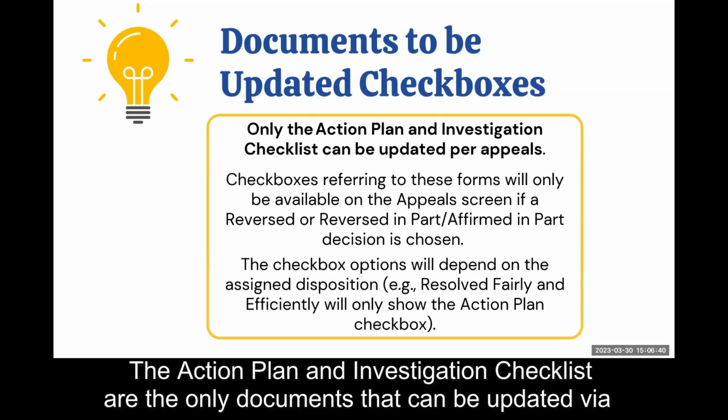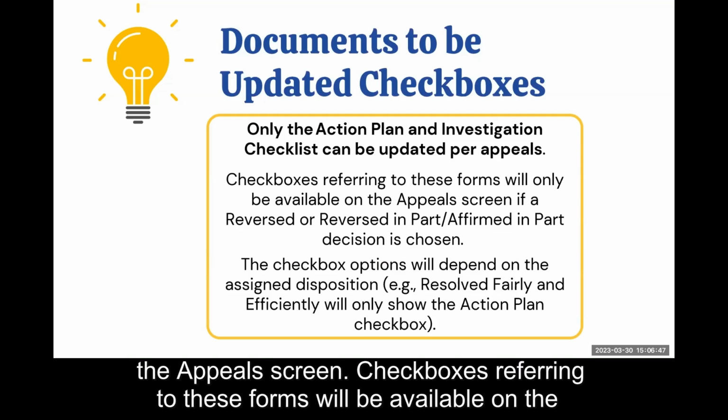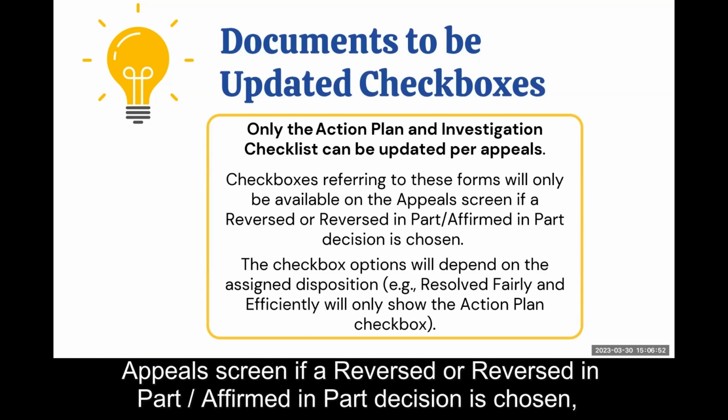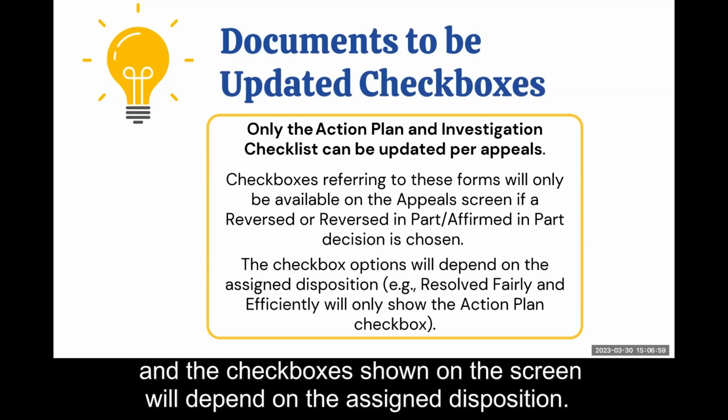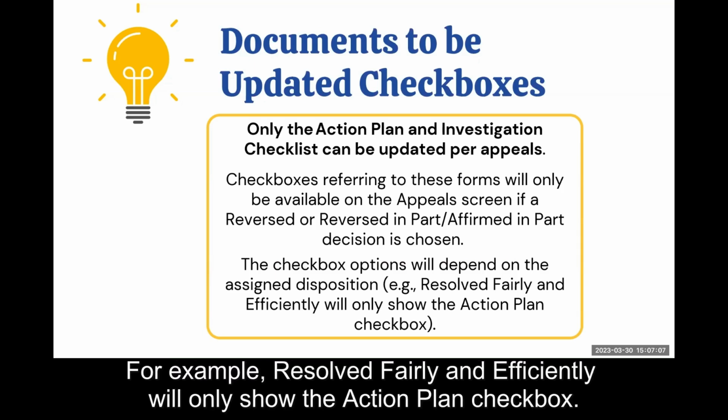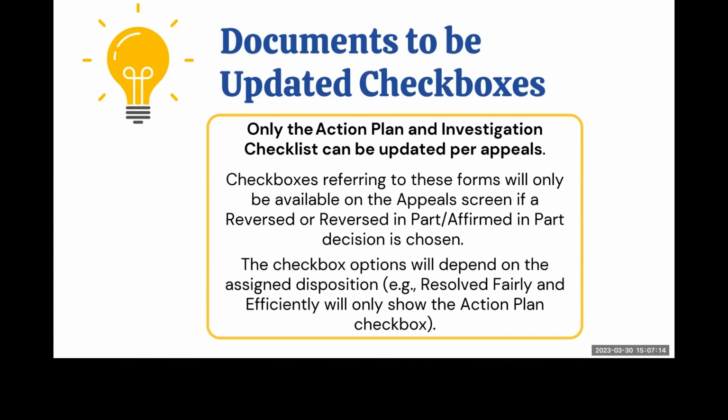The action plan and investigation checklist are the only documents that can be updated via the appeals screen. Checkboxes referring to these forms will be available on the appeals screen if a reversed or reversed in part / affirmed in part decision is chosen. And the checkboxes shown on the screen will depend on the assigned disposition. For example, resolve fairly and efficiently will only show the action plan checkbox.